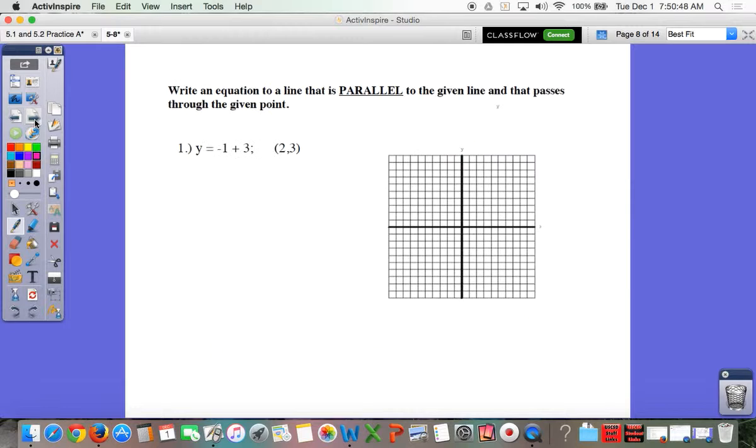Now we're going to take it one more step. It says write an equation of a line. I want you to write it in y equals mx plus b. That is parallel, aha, same slope to the given line and passes through the given point. The only thing that you care about from this line right here is the slope. So the slope of this line equals -1. I'm going to erase it now. I don't care about anything else but that slope. So I have a slope of -1 and a point of 2, 3.